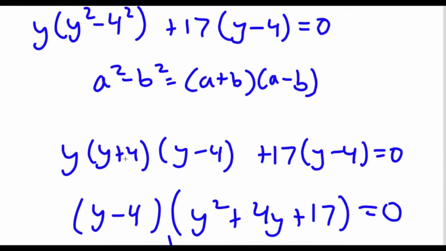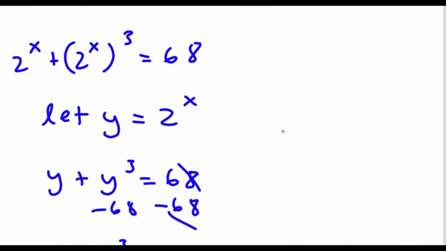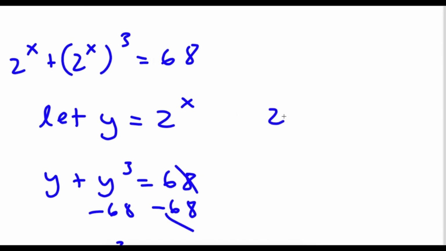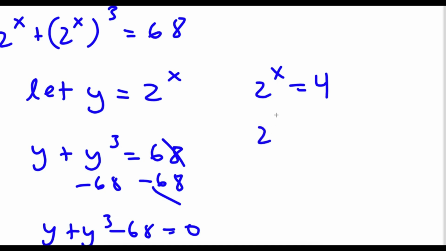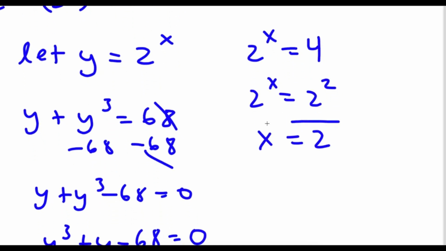So if y is equal to 4, and remember how we said y is equal to 2 to the power of x. So now I have 2 to the power of x is equal to 4. And 4 is the same thing as 2 squared, so I have 2 to the power of x is equal to 2 squared, and this means that x is equal to 2. So x is equal to 2 is our solution.